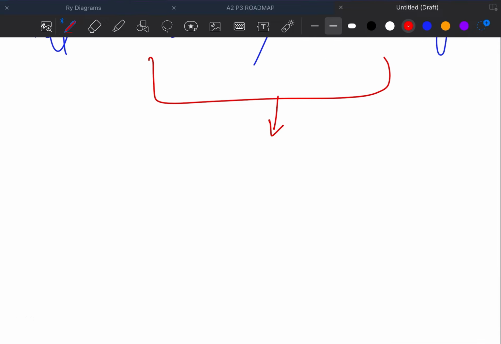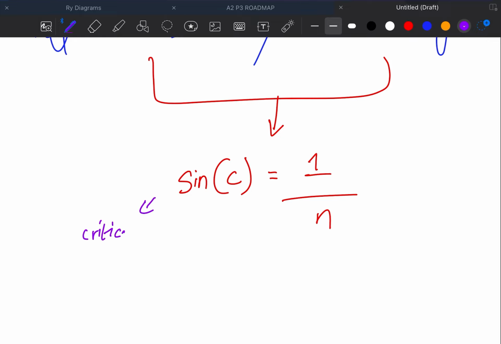In the calculator, to find the angle, you use the sine key. Sine C, where C is the critical angle, equals 1 over n. In order to find the critical angle, you divide 1 by n. N is the refractive index.